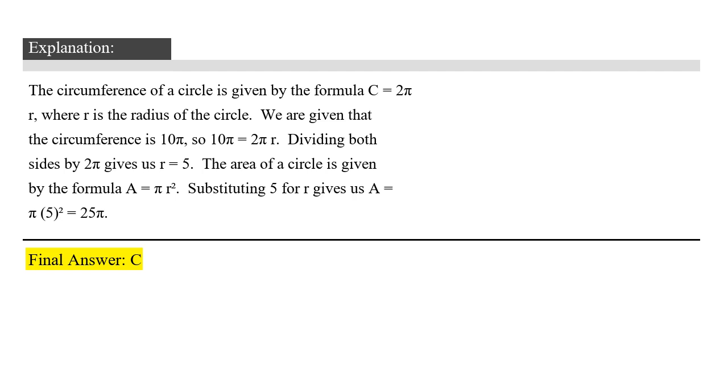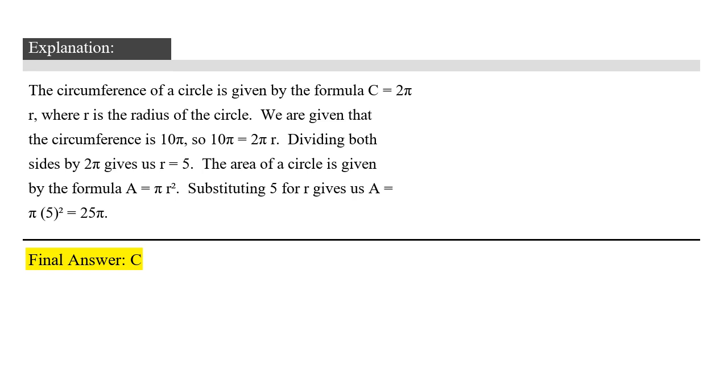The circumference of a circle is given by the formula c equals 2 pi r, where r is the radius of the circle. We are given that the circumference is 10 pi, so 10 pi equals 2 pi r. Dividing both sides by 2 pi gives us r equals 5.